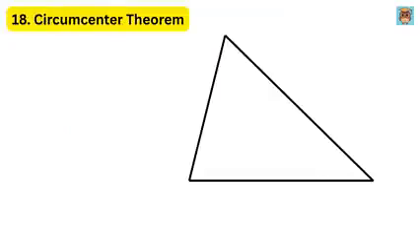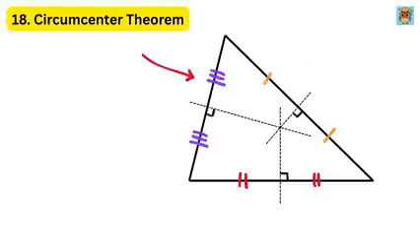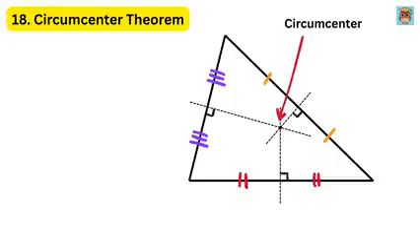Take any triangle. Now draw a line from the midpoint of this side of the triangle such that it is perpendicular to this side. So we can call this line the perpendicular bisector of this side of the triangle. Now do the same for this side, and then this side of the triangle. All three lines will meet at a single point, which we call the circumcenter of this triangle.